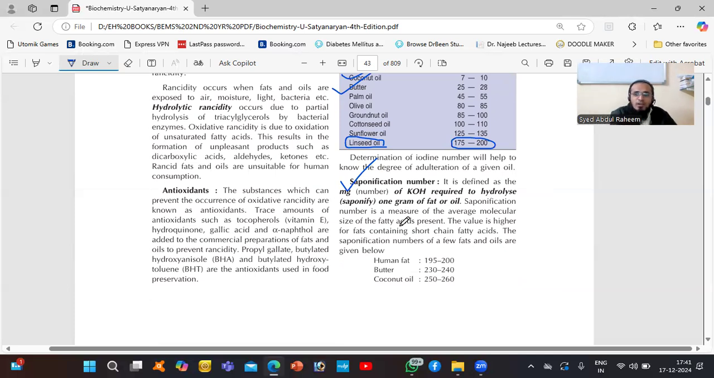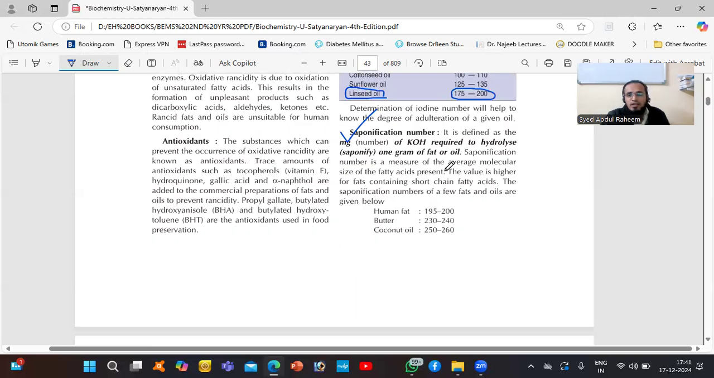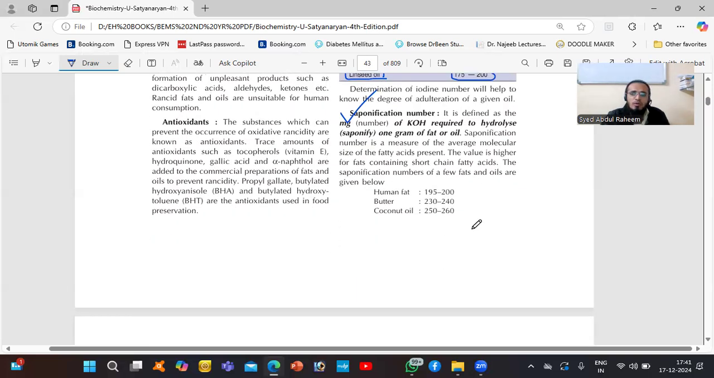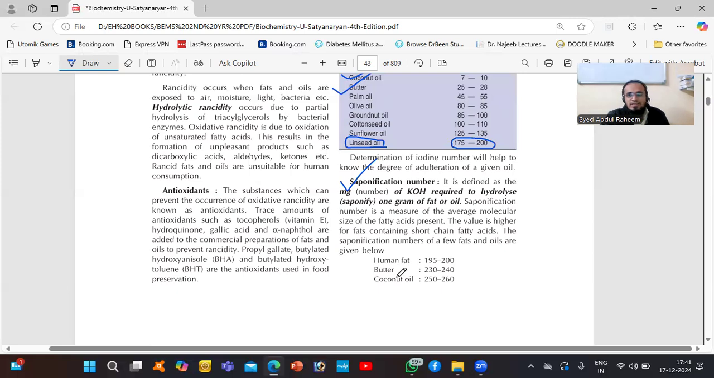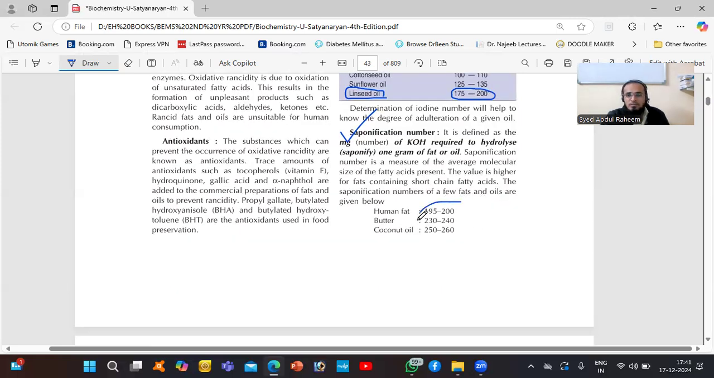The value is higher for fats containing short chain fatty acids. The saponification numbers of a few fats and oils are given below. So it is also one way of knowing high adulteration. After that, through this process we will be able to know how much fat is there. If it is between these numbers, it is good.